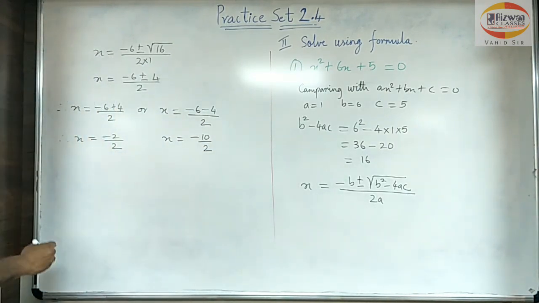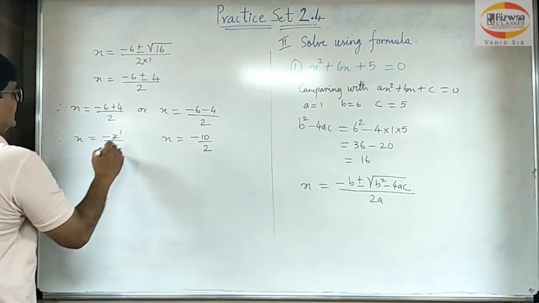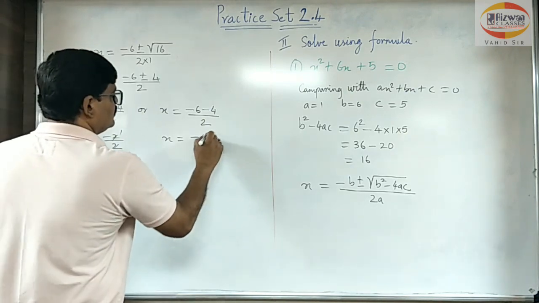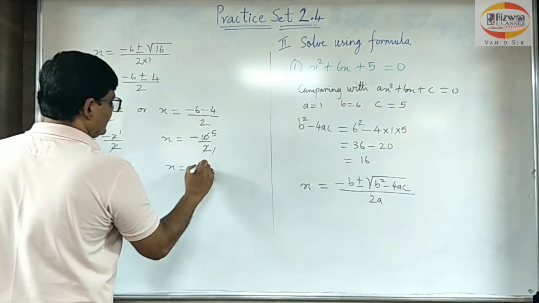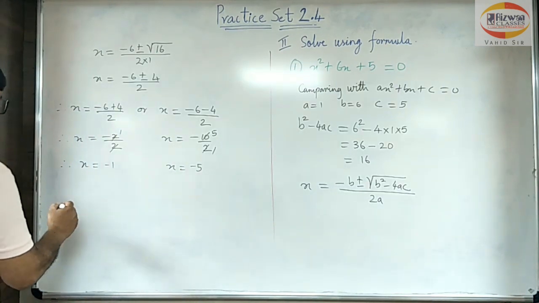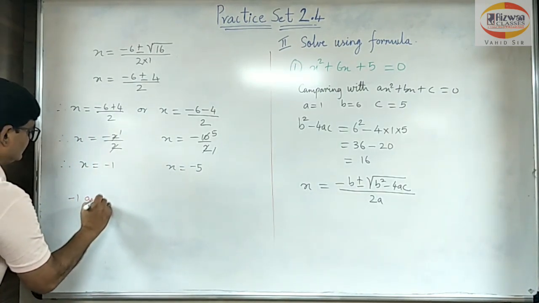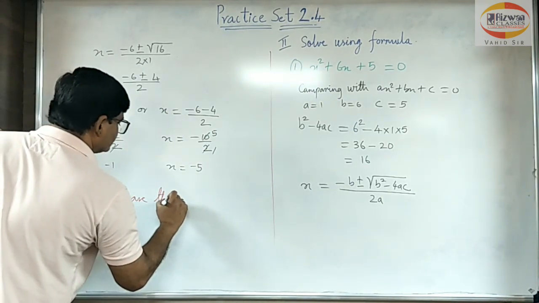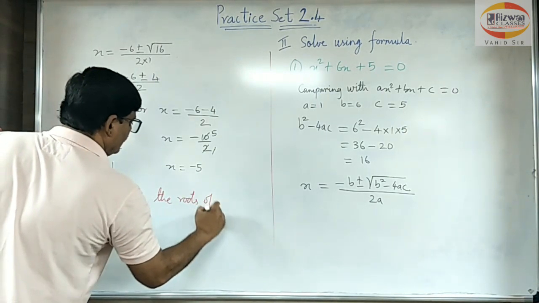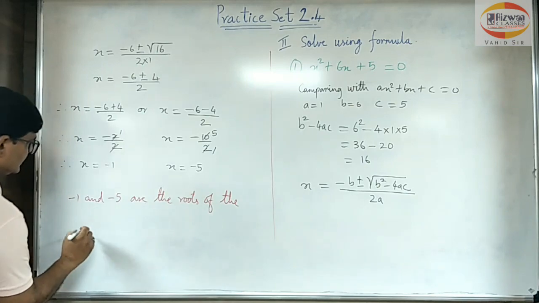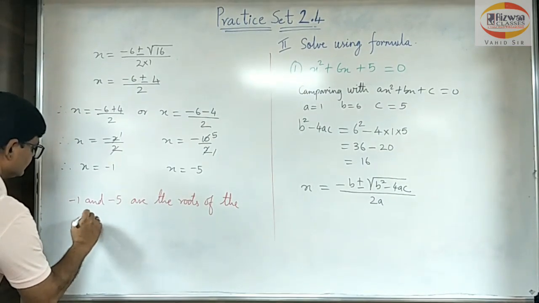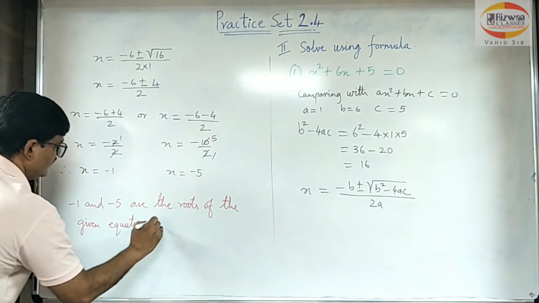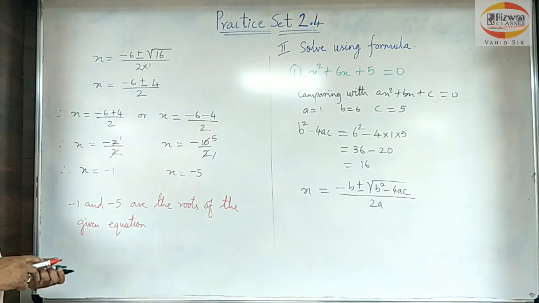Now if you check, they are in one table, so 2 and 2 cancel, and you get x is equal to minus 1. And 2 5s are 10, therefore x is equal to minus 5. So minus 1 and minus 5 are the roots of the given equation. And this is how I finish the first sum of your practice set 2.4.